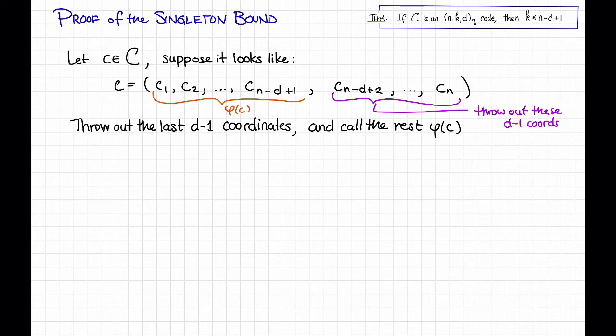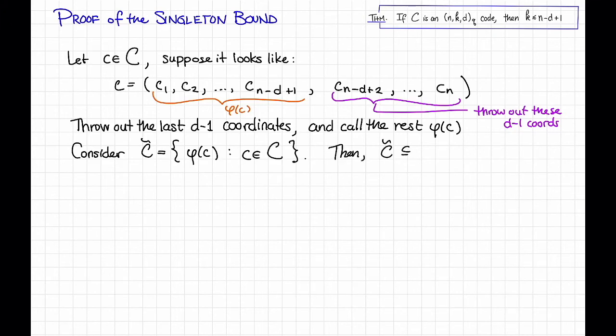Now, consider the code C-twiddle that we get just by keeping the first parts of each codeword of C. That is, C-twiddle is phi of c for all c in my original code C. Thus, C-twiddle lives in sigma to the n minus d plus 1, where sigma is the original alphabet of C. Now I'm going to make two claims. The first claim is that the size of C is equal to the size of C-twiddle.